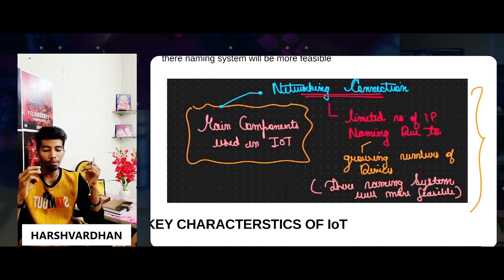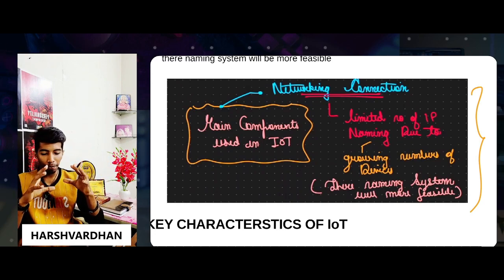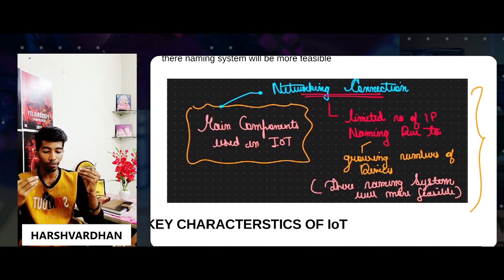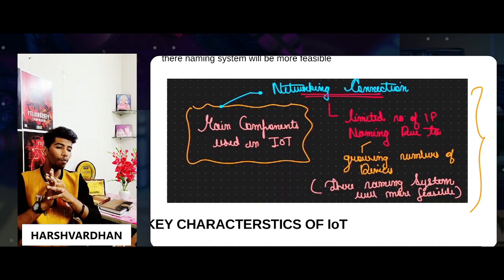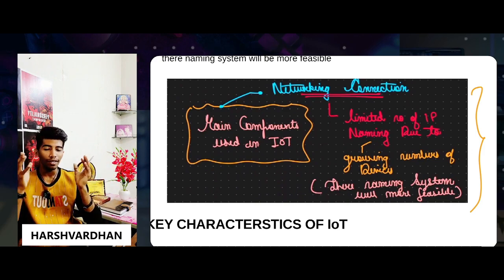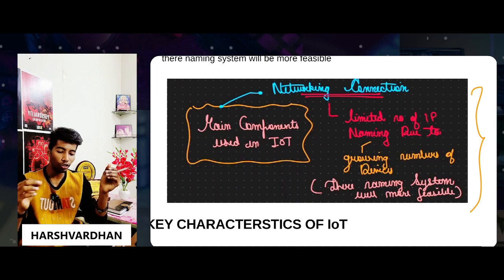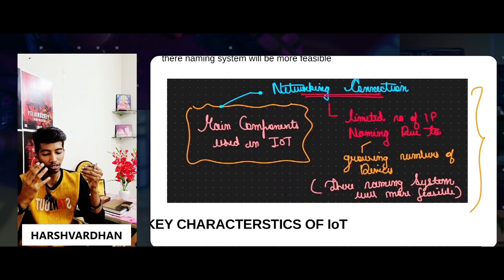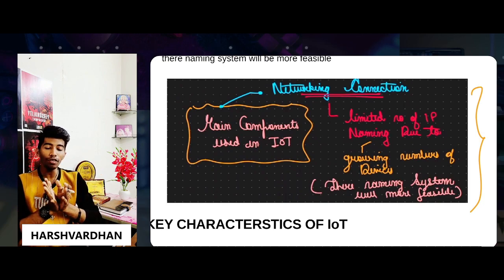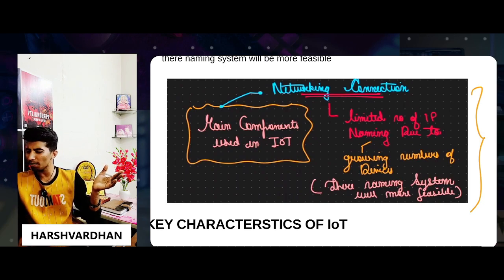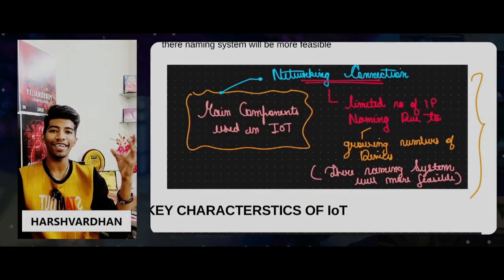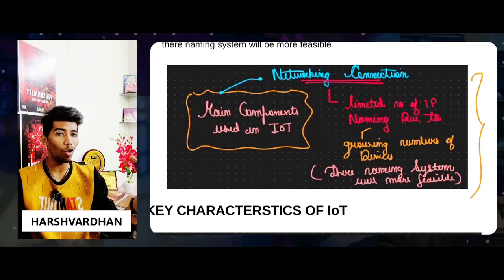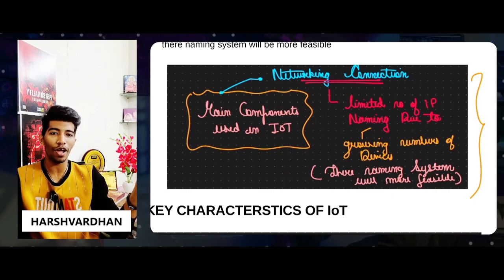There is a limited number of IP names due to the growing number of devices. This is a very major growing problem. As the number of devices is growing rapidly, the naming of IPs is also becoming very difficult. There are naming systems which are more feasible. So you can see that in the networking concept there are many things involved, really getting affected by all kinds of stuff, and things like networking play a very crucial role as pillars of IoT devices.